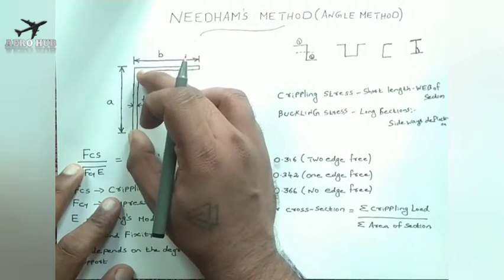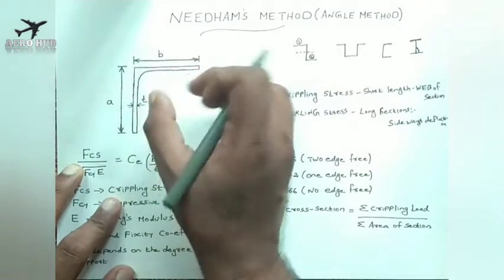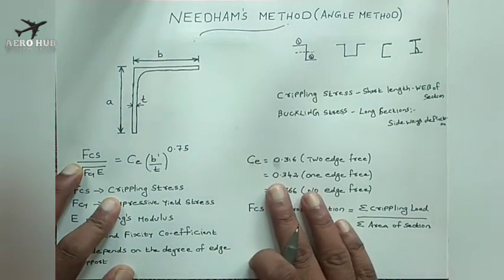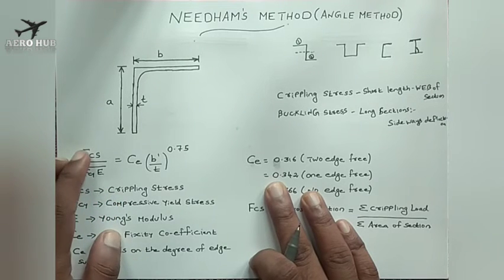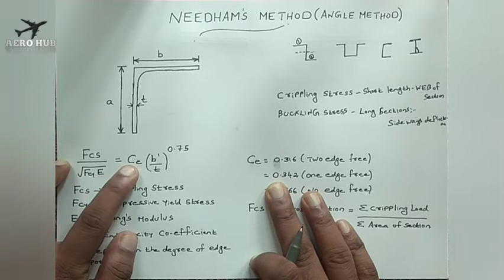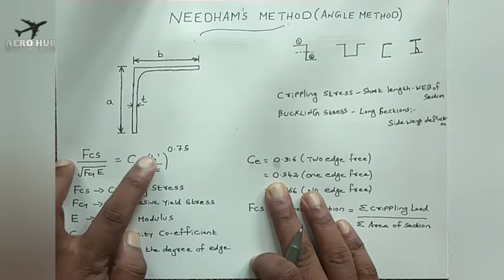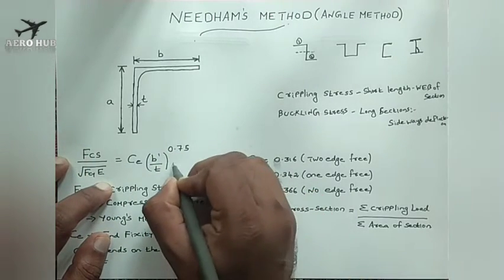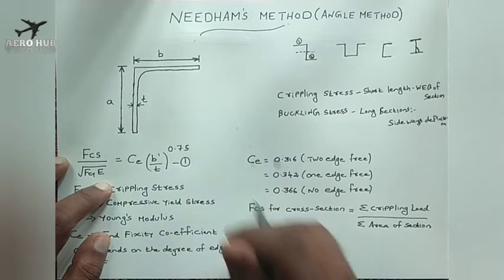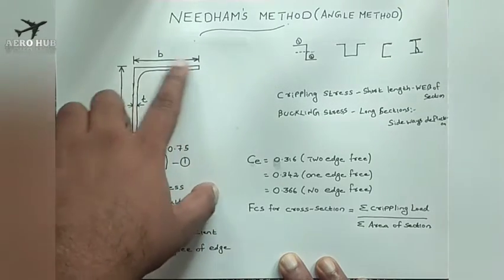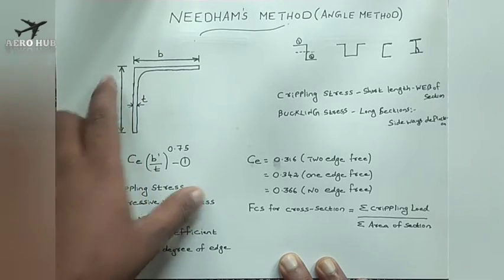You have the section here, you can see the dimensions are a and b on this side, a for the longer side, b for the shorter side, and we have a thickness of small letter t. FCS by root of FCY into E is equal to CE, which is a constant, into b dash by t power 0.75. This is a formula and I'll call it equation number 1. This is a formula to find the value of crippling stress for an angle section, not for the entire section, for an angle section. You can see this figure is also an angle section.